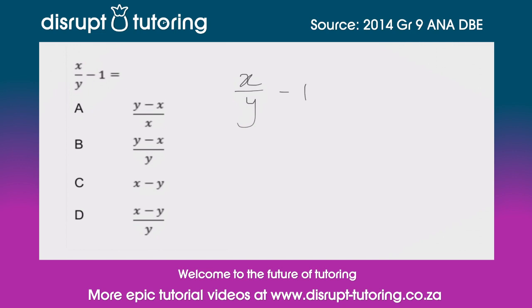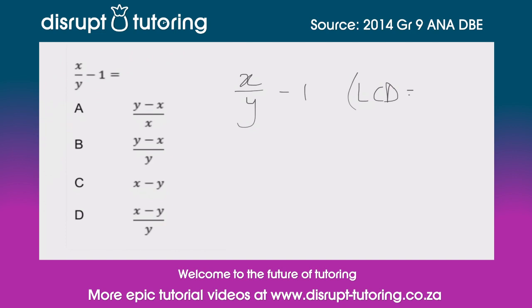Now the first thing we notice is we can't subtract the 1 from the x because this does not have a denominator of y. And remember the golden rule when it comes to adding and subtracting fractions, we always need a denominator that is the same. So in this case, we're going to try and find a lowest common denominator. And I'm going to write that out over here.